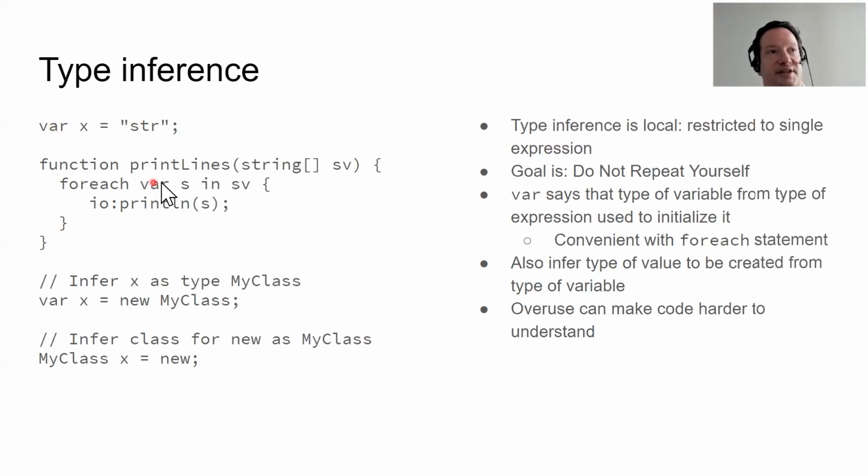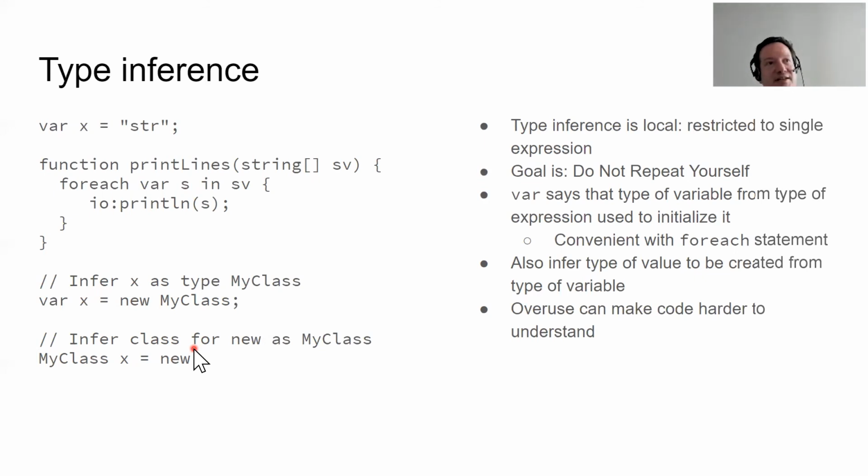In particular, it's often convenient to use var with foreach, because you know that this is an array of strings, so you know that this is a string. So this says infer the type of the variable from the context. And it works both ways. Here we're doing new MyClass, so we know that x must be of type MyClass. You can also do it the other way around. If you've declared x to be of type MyClass and you're newing something, well, you must be newing MyClass. So this type inference is very localized, and the basic idea is to allow you to not have to repeat yourself.